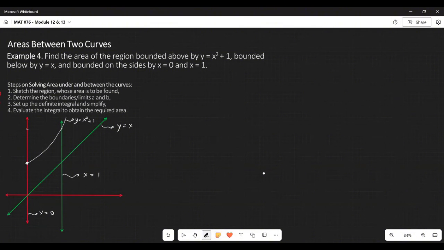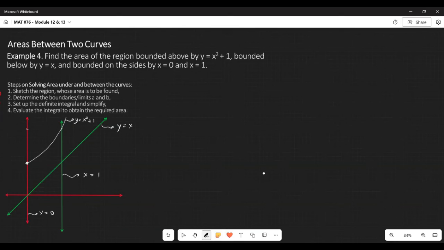Okay, we have here, for example number 4, find the area of the region bounded above by y is equal to x squared plus 1, which is a parabola class, ano? Bounded below by y is equal to x, and bounded on the sides by x is equal to 0, or ito yung ating y-axis, and x is equal to 1. So as you can see, meron na tayong graph agad dito. No? So yung white sa taas, yun yung ating parabola, which is y is equal to x squared plus 1.